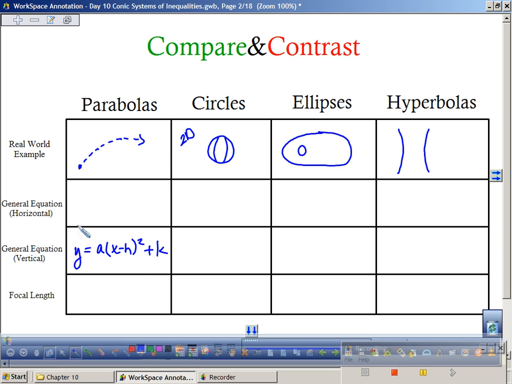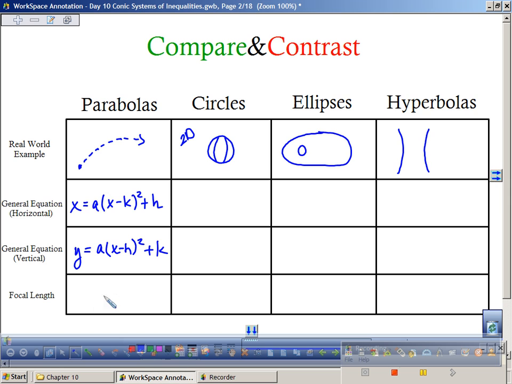So show me what horizontal would look like. Good, good. What's the main difference? X equals, what's the other difference? H and K switch. Good. Awesome. X equals a times y minus k squared plus h.